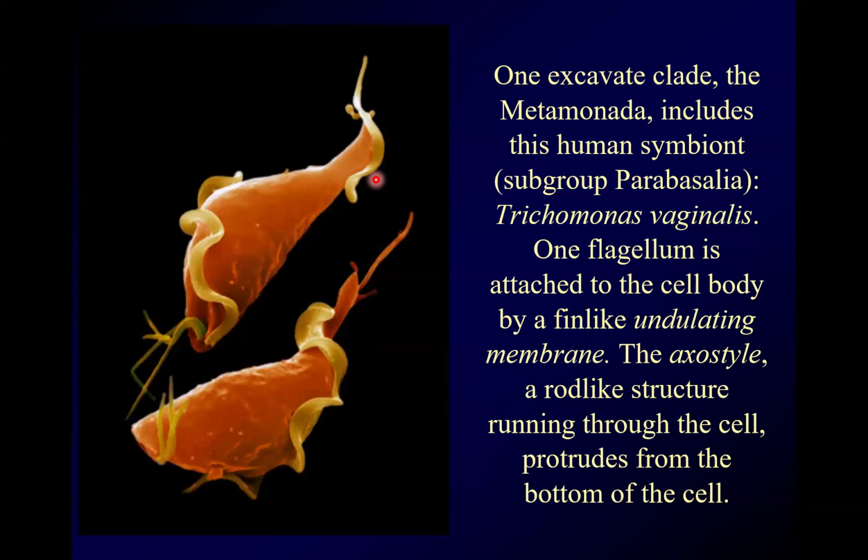And when the organism beats that fourth flagellum, instead of just thrashing back and forth like a whip, it makes that fin ripple. Kind of hard for me to demonstrate how it happens, but I used to see it all the time. There also happens to be a rod-like structure that runs through the entire cell, and that's the end of it protruding out of the bottom. That's called the axostyle.